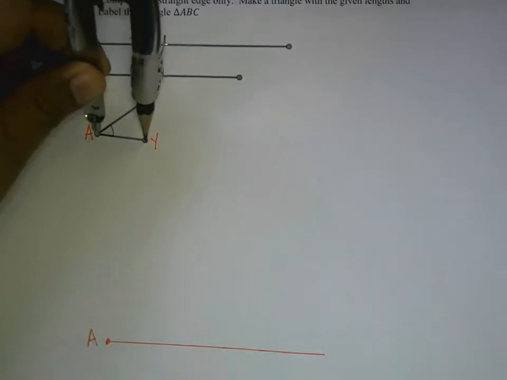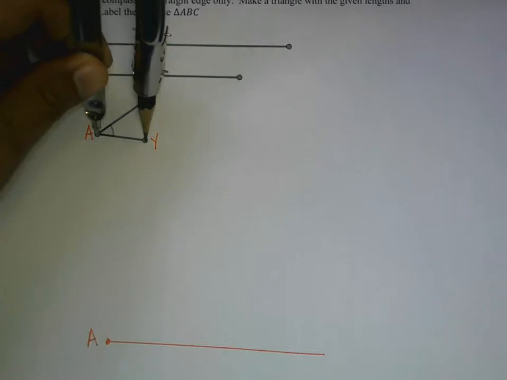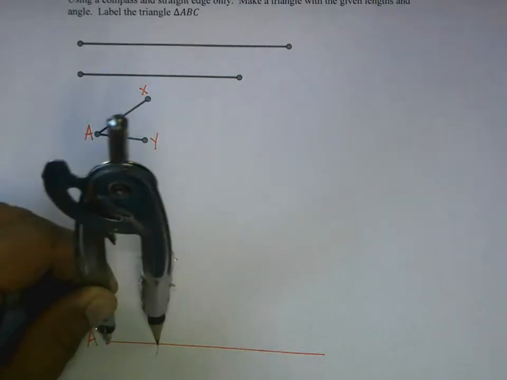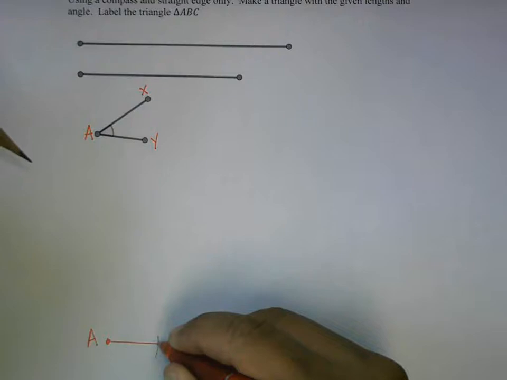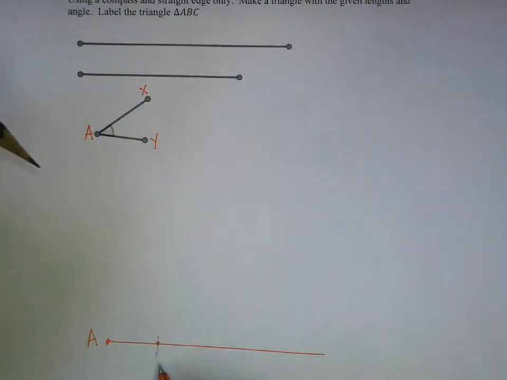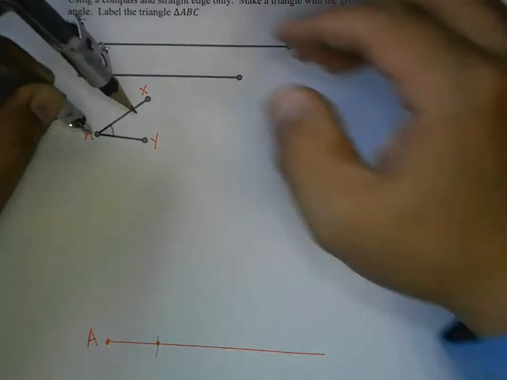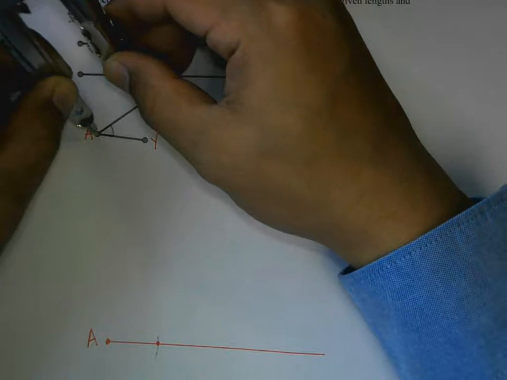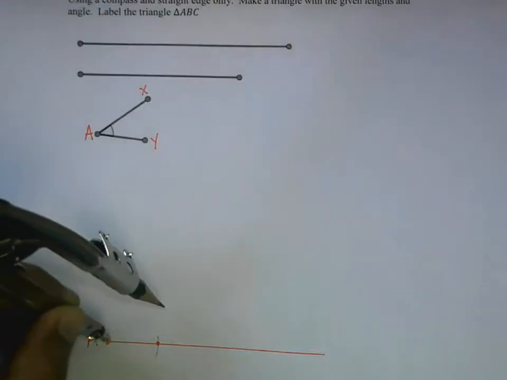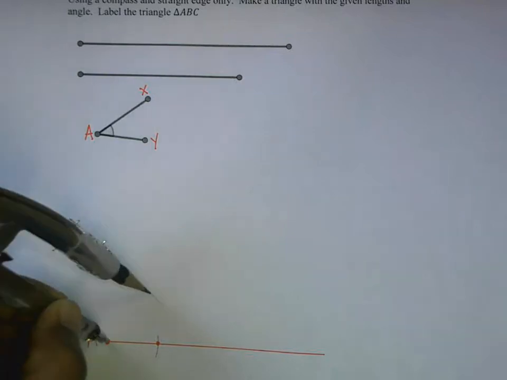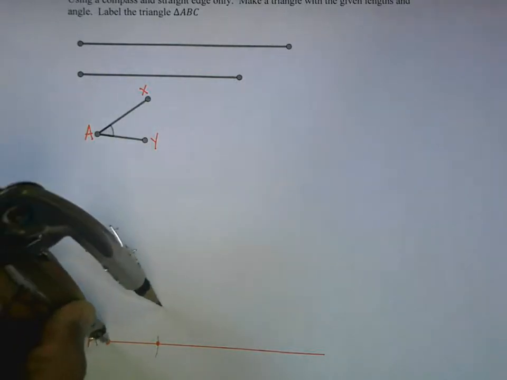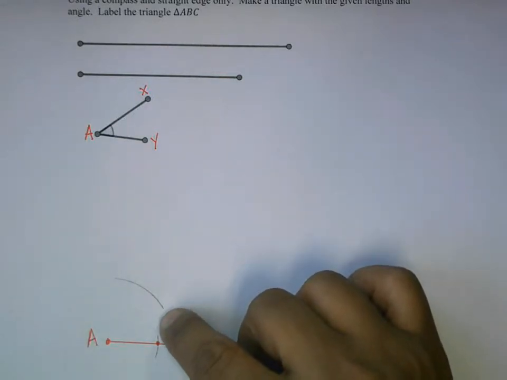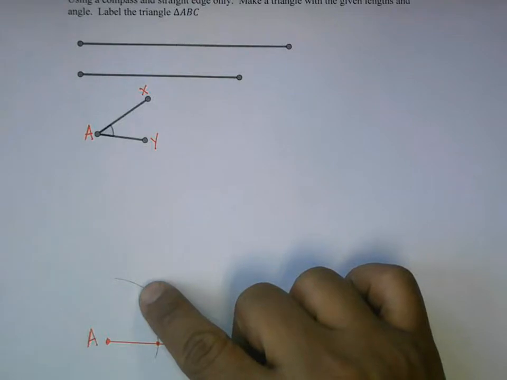If not, that's okay. So we're going to set the needle on A, the pencil on Y, transfer it over, make a mark. So this is basically Y. I'm not going to write it in here because I don't want it to get too cluttered. And then we are going to set the needle on A, the pencil on X, and I'm going to transfer it over and make an arc. So now I know that X has to appear somewhere on this arc. We don't know exactly where yet, but it must appear on this arc.